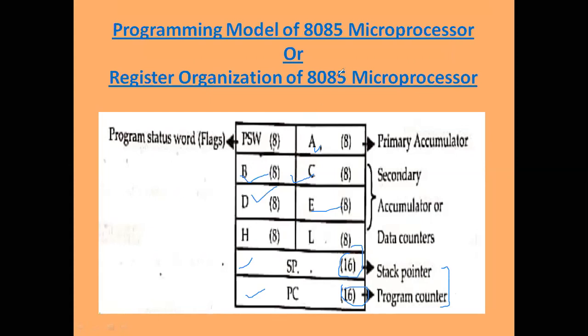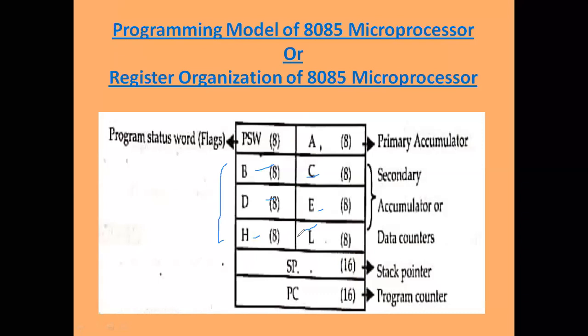Understood? So first we will start with these 6 registers, which we call general purpose registers: B, C, D, E, H, and L. These are called 6 general purpose programmable registers. Now, what do we mean by programmable register? Programmable register means you, as a programmer, as a user, can use these registers to store your information.